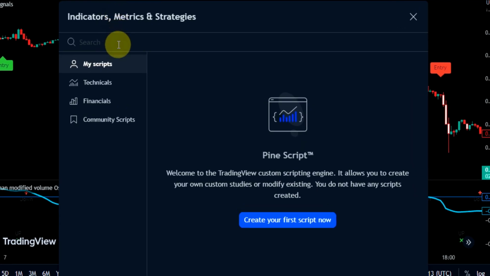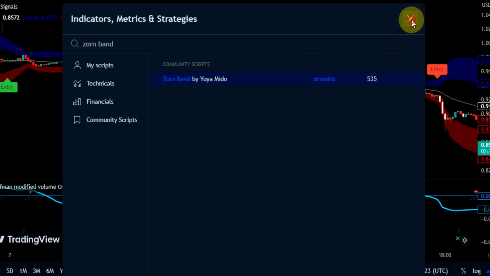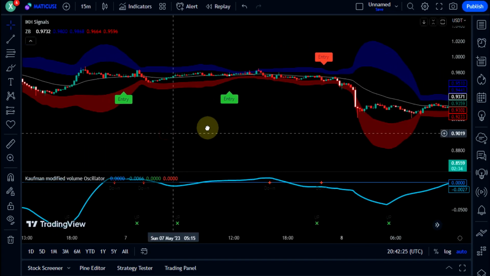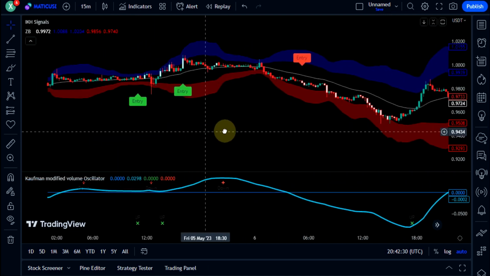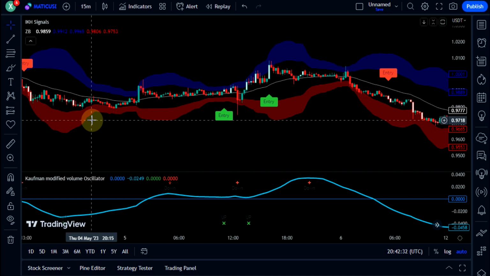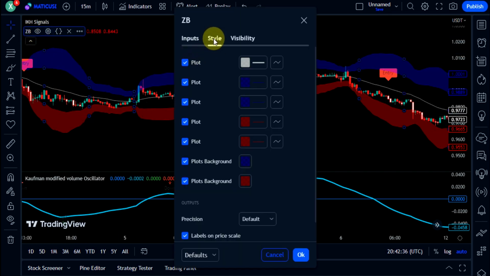The third indicator we need is zone band. Enter the settings and make these changes.